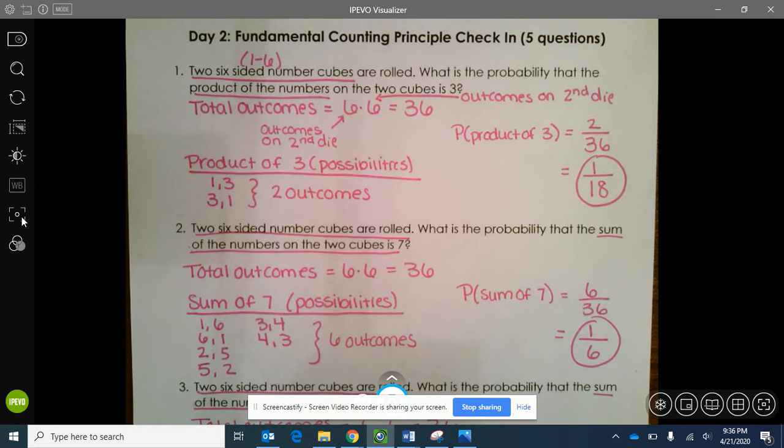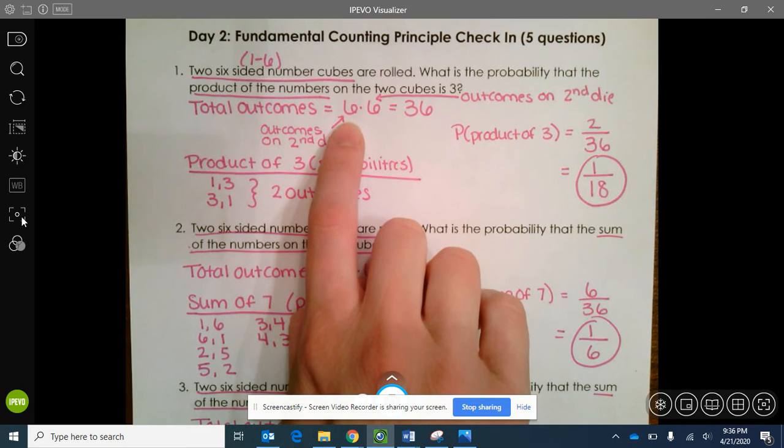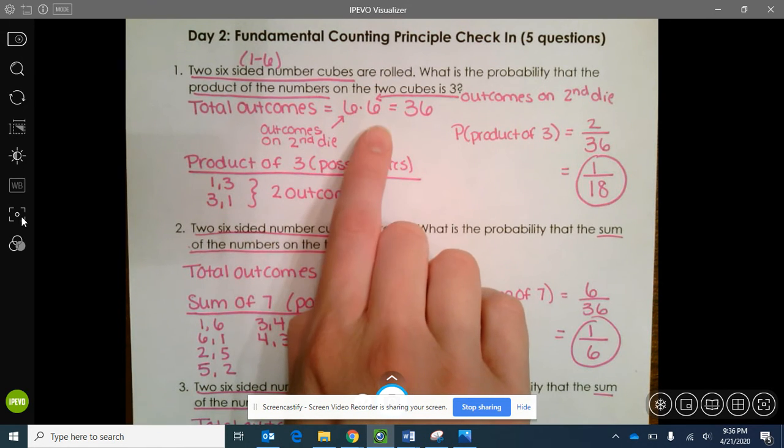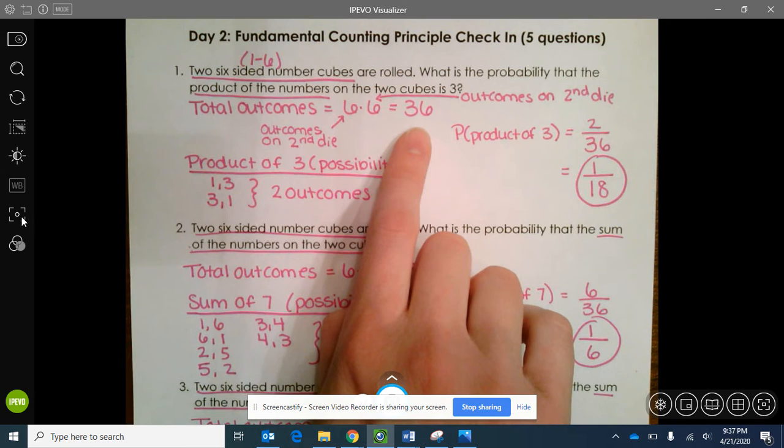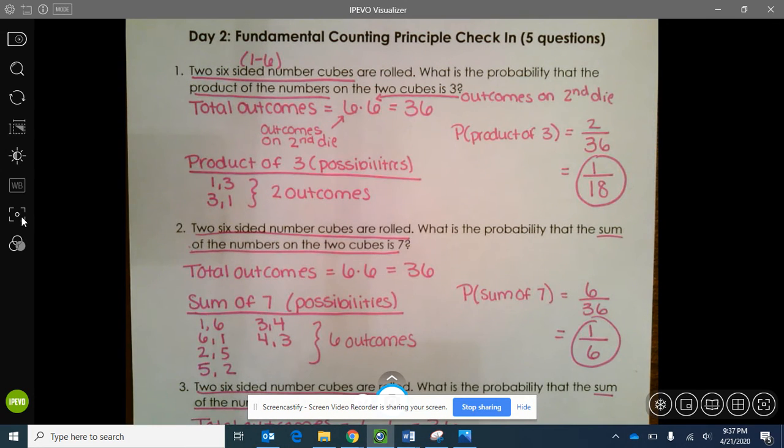What is the probability that the product of the numbers on the 2 cubes is 3? Okay. So first thing you need to do for these problems is you need to figure out the total number of outcomes. Any time you roll 2 dice, your total number of outcomes is always going to be 36. Okay, and the reason why is because of the fundamental counting principle. On that first die, you have the numbers 1 through 6, so you have 6 outcomes. On the second die, you have the numbers 1 through 6, so you have 6 outcomes. So if you multiply these together, 6 times 6 is 36 total outcomes. So when I roll the two cubes together, I have 36 total outcomes.